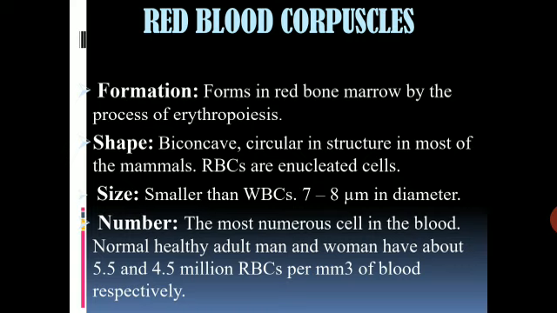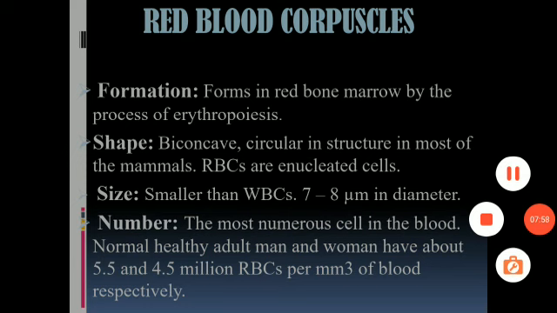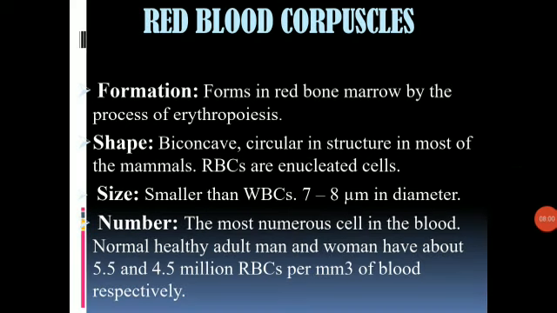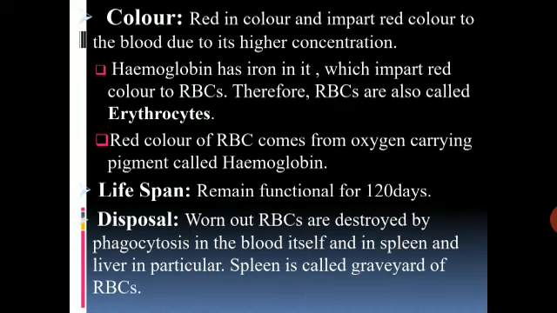When we talk about size, the RBCs are smaller than WBCs, around 7 to 8 micrometers in diameter. So that is their size. If we talk about number of RBC, normal healthy adult men contain around 5.5 million RBCs per cubic millimeter of blood, whereas a normal adult woman consists of 4.5 million RBCs per cubic millimeter of blood. So that's about their number, size, shape and formation.